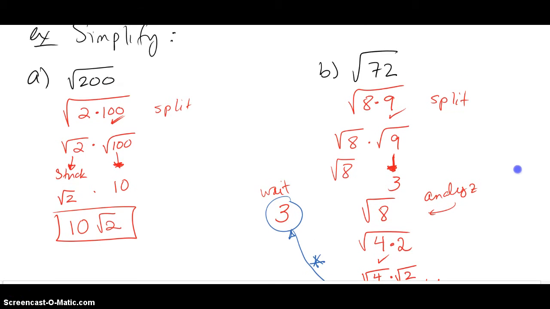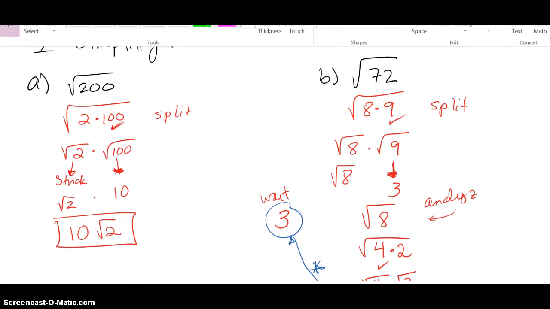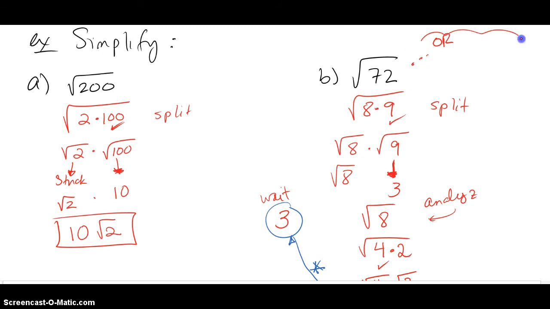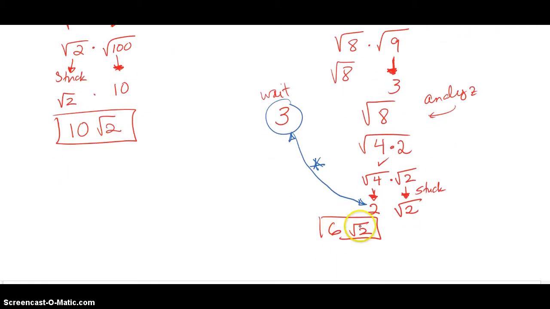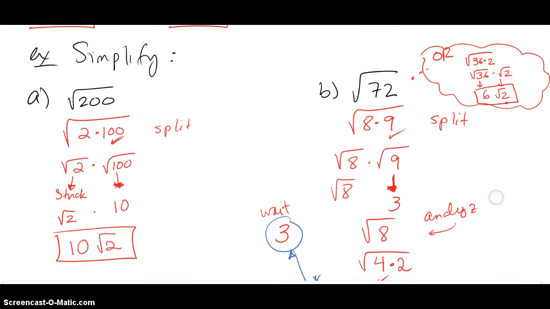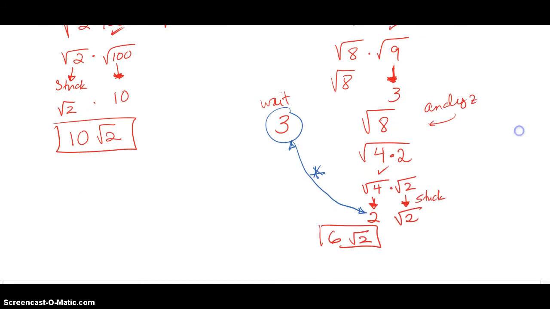Now you might have thought originally to think of 72 as, maybe you thought, what about if I do this? 72 is just 36 times 2. 36 times 2 gives me 72. Now split it into 2 pieces. This one pops out a 6, this one is stuck, and I get 6 radical 2 much quicker than I did this way. It doesn't matter how you get there as long as you slowly show all your work and you get an accurate answer.